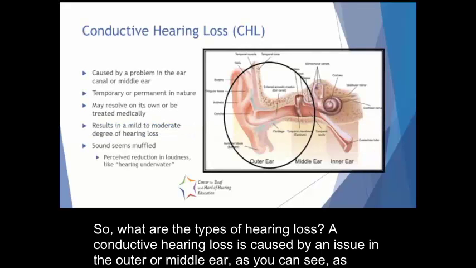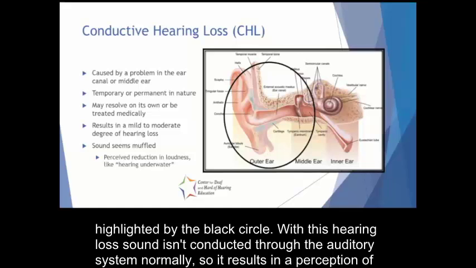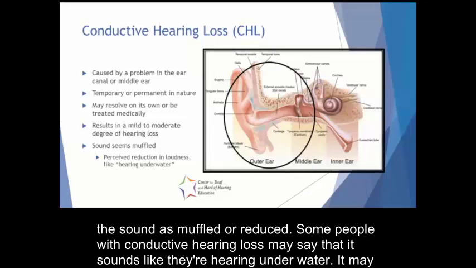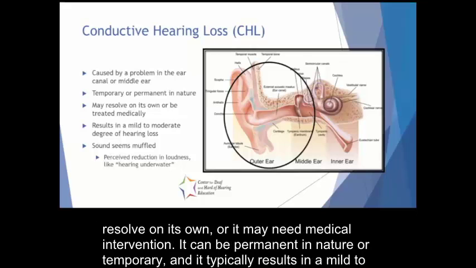A conductive hearing loss is caused by an issue in the outer or middle ear, as you can see highlighted by the black circle. With this hearing loss, sound isn't conducted through the auditory system normally, so it results in a perception of the sound as muffled or reduced. Some people with conductive hearing loss may say that it sounds like they're hearing underwater. It may resolve on its own, or it may need medical intervention.